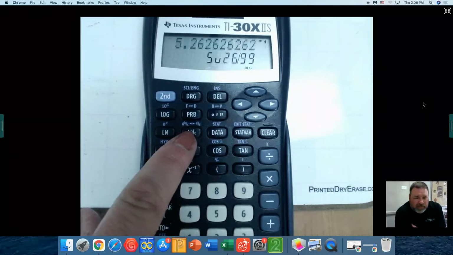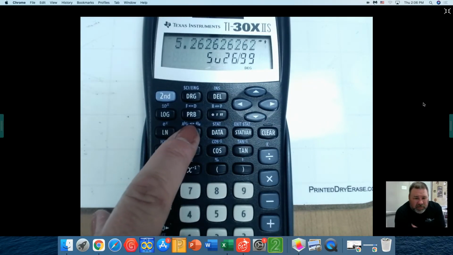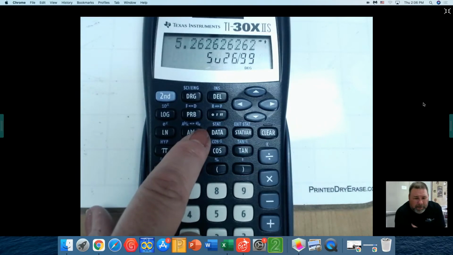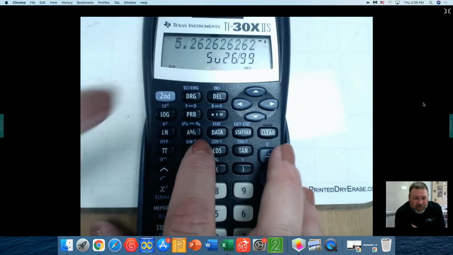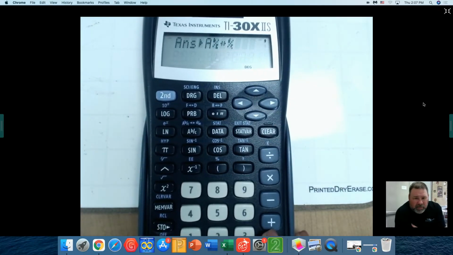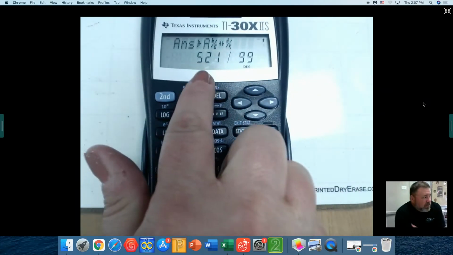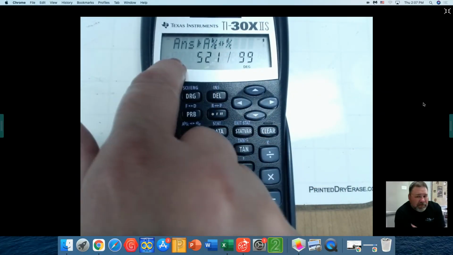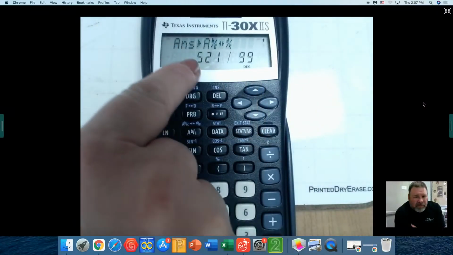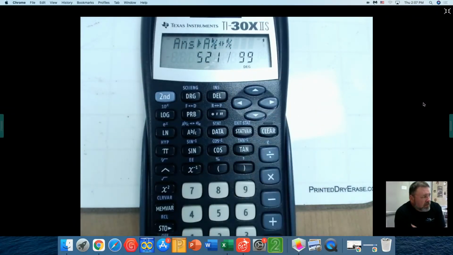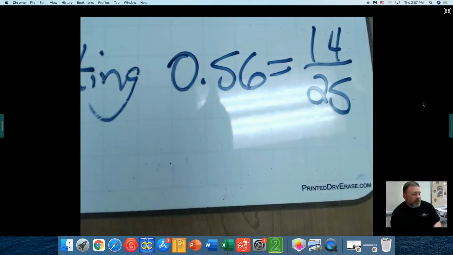Now, sometimes your calculator has like a mixed number and then an improper fraction. So if I hit this, it will take that mixed number and turn it into an improper fraction. And since I was able to turn that into a ratio, a comparison of two numbers, then that repeating decimal also was rational. So I can add that to my list.